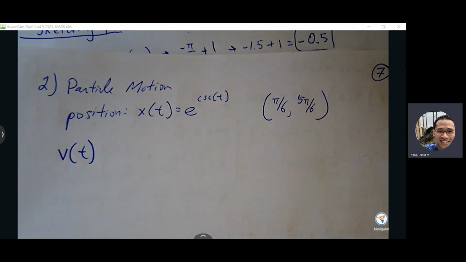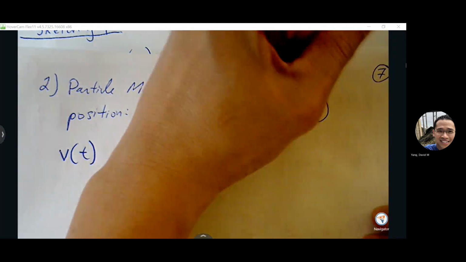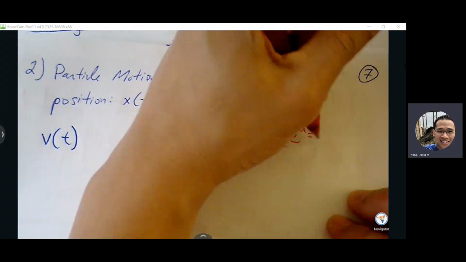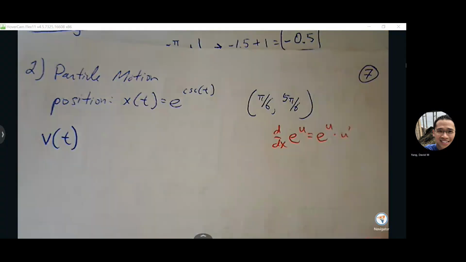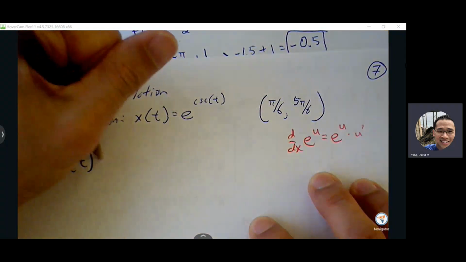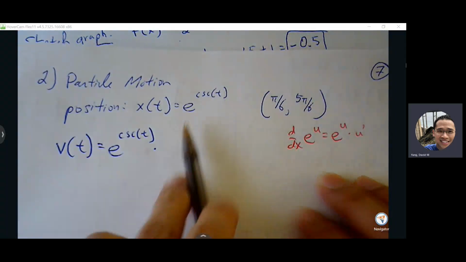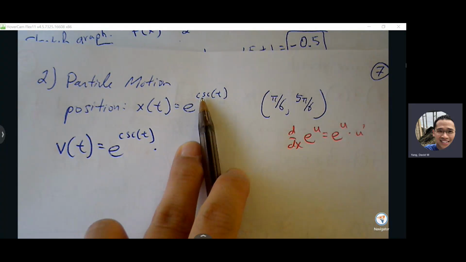Okay, what's the rule for e to the u? E to the u times u prime. So our velocity function is just e to the cosecant of t times u prime. So u prime is the derivative of cosecant.